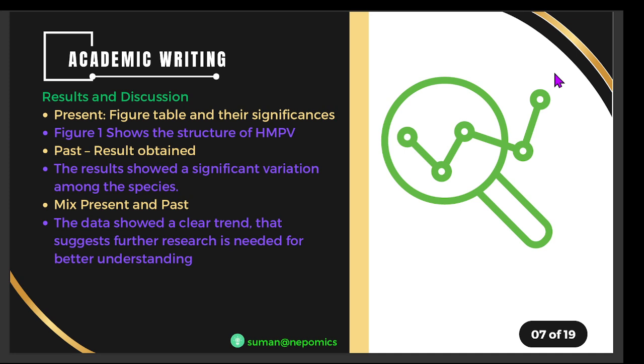Next is result and discussion. In the result and discussion section, if you are presenting figures, tables, and the significance, you can use present tense. For example, figure 1 shows the structure HMPB. Similarly, if you want to explain the results, then you can use past tense. The result showed a significant variation among the species, and a mix of present and past can be used here as well. For example, the data showed a clear trend that suggests further research is needed for a better understanding. So in this way you can write it down.